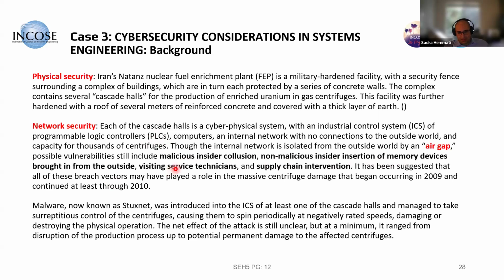And actually, they think that it happened because of service technicians visiting to service and supply chain intervention. So even though there was an air gap, meaning that the network was isolated from the internet, they did not consider the human factor, the fact that somebody could be colluding inside, or maybe somebody makes a mistake by inserting a USB where they should not insert it. So that's a takeaway.